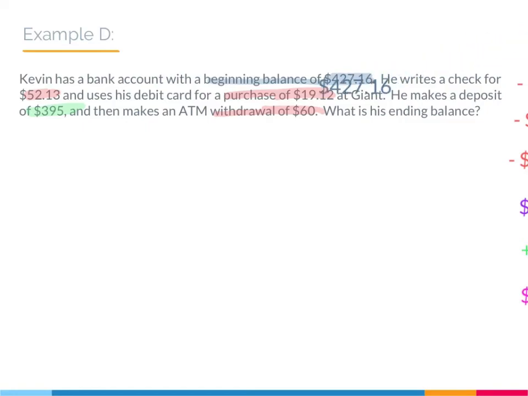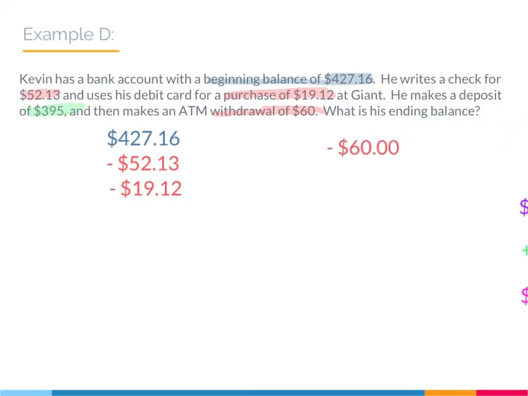So we know that he's going to start with $427.16. Now, rather than going back and forth with negative, positive, I'm going to just take away all the negatives first, and then we'll add the positive back at the end. So we know that he spends $52.13, so that's a negative. He makes that purchase with that debit card for $19.12, so that's a negative. And then he makes a withdrawal of $60, so again, that's a negative. So all of those things are money that he's going to be taking away from his account.